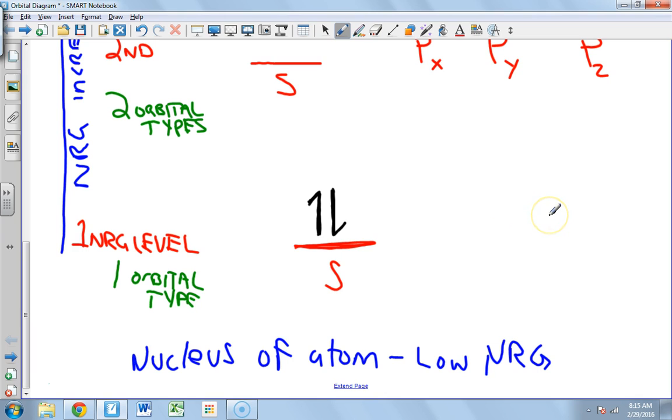Now, if we were to write the electron configuration of this, notice it's in the first energy level, it's an s orbital, and there's two electrons. So for helium, the electron configuration is 1s2. Okay, so let's build up.